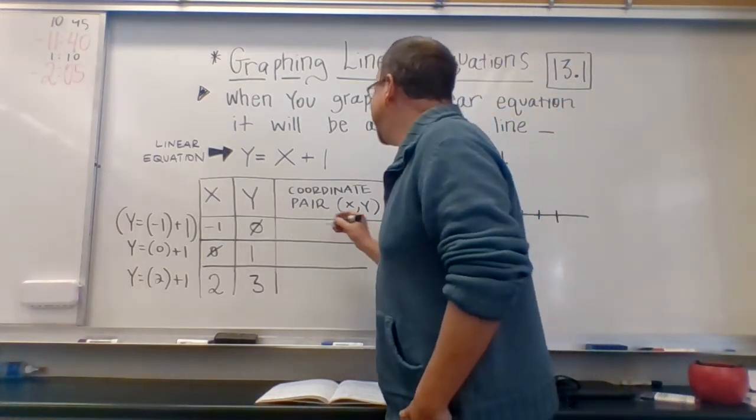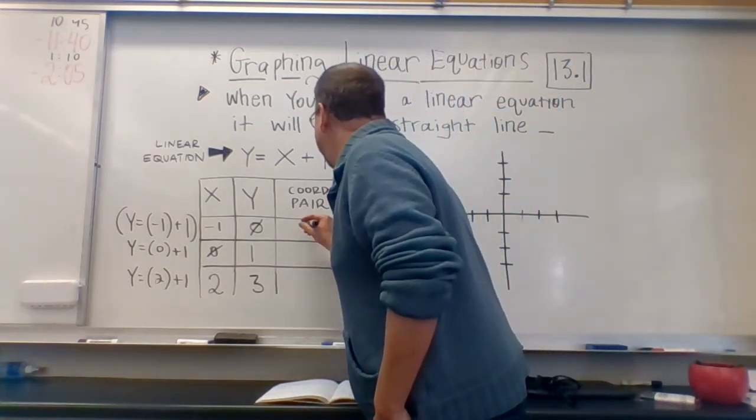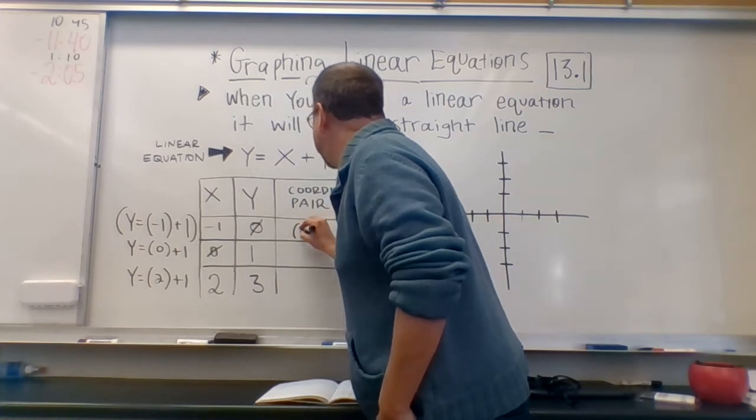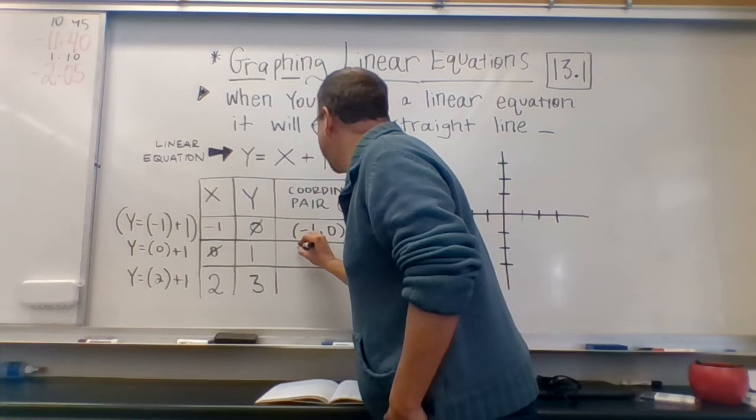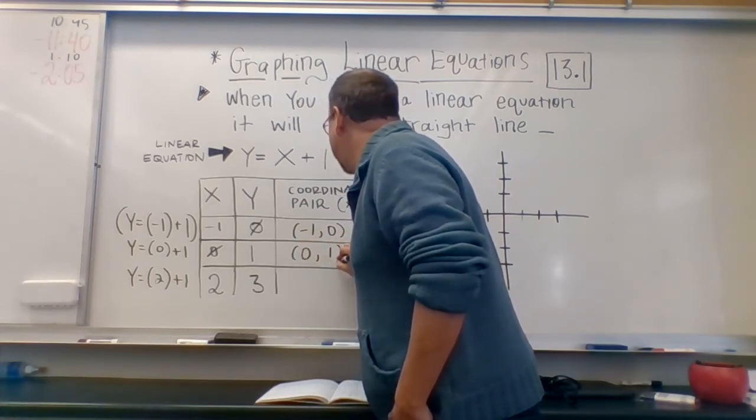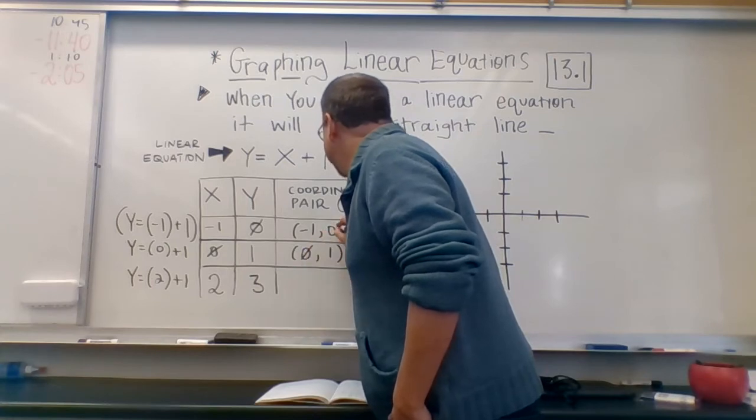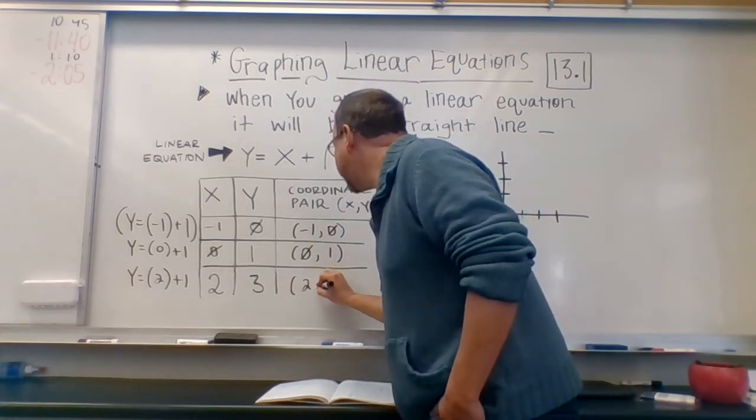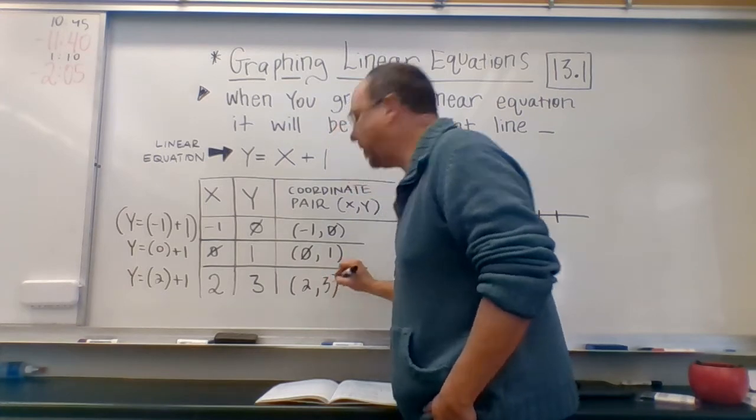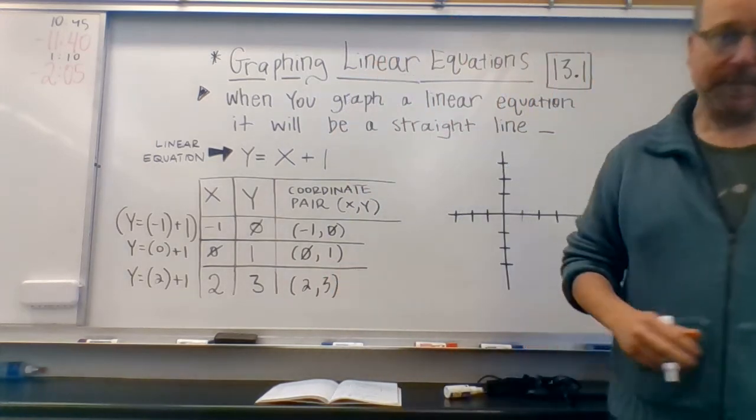And now we're going to take it and write it as the coordinate pairs. Also nothing too tricky. Just make sure you put x first and then y. That's coordinate pair number 1. X first, 0 and 1. And then x first, so x is 2, y is 3. Now you've got your coordinate pairs.